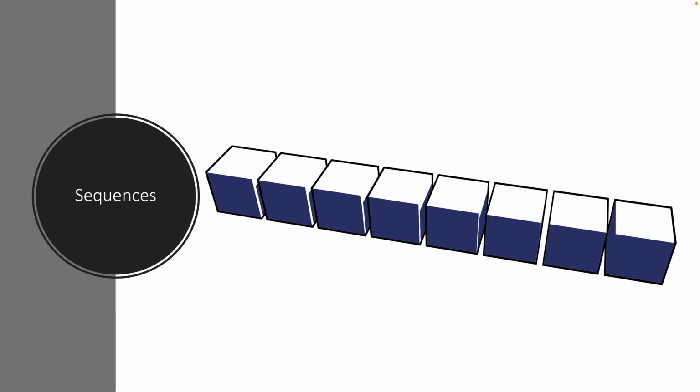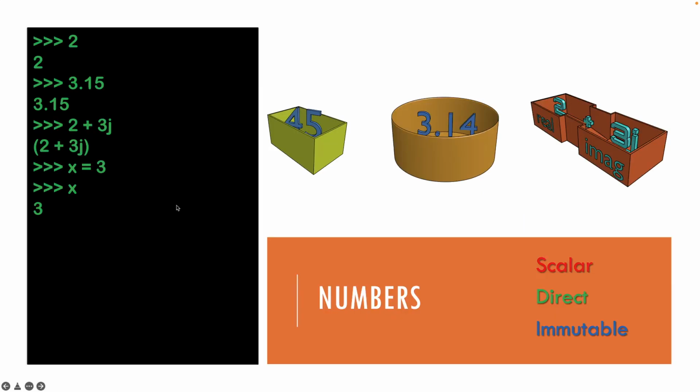So we have seen these numbers. There are number types, right? These are immutable types, and direct access. You can see you don't have to go through a lot of stuff to access. Just refer to that variable to get the value. That is direct access. And scalar, according to storage, these values are stored as a single value.